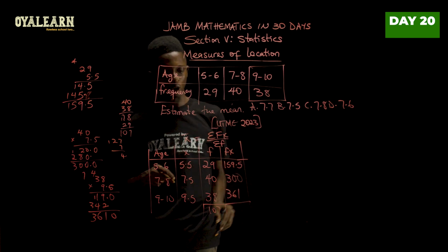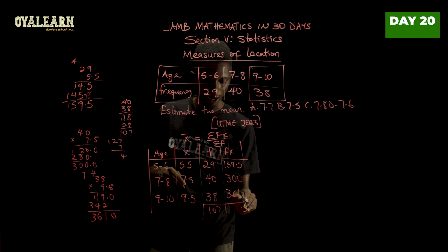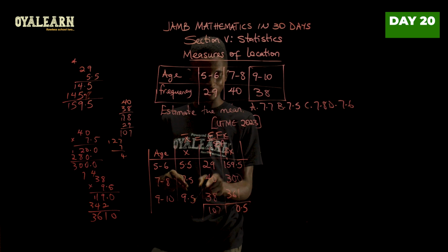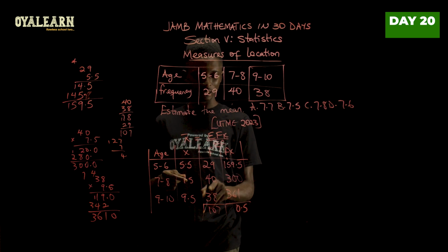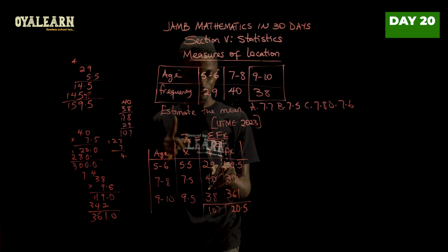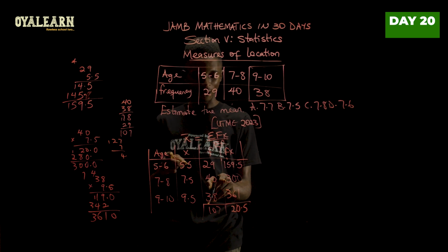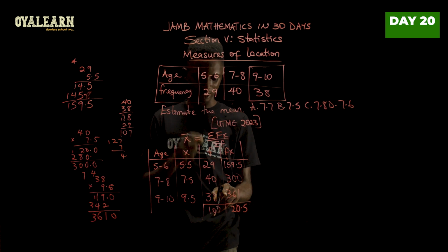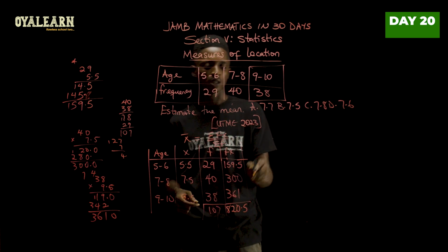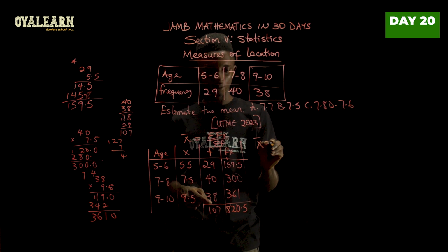Now let's add this up. So this is a 0.5. 9 plus 0 plus 1, that's 10. So 0 carry 1. 1 plus 5, that's 6. Plus 0, 6. 6 plus 6, 12. So 2 carry 1. 1 plus 1, that's 2. 2 plus 3, 5. 5 plus 3, and we have 8. So 820.5.